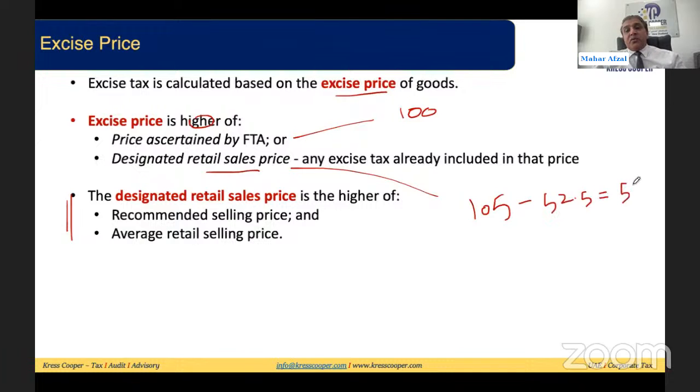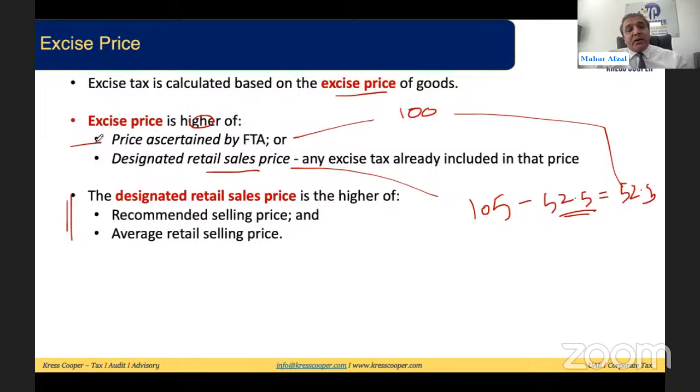Remaining will be 52.5. This 52.5 or 100, whichever is higher, will become your excise base. Excise duty will be applicable on the excise price. The rate might be different for different goods. Excise price is the higher of the price ascertained by the FTA or the designated retail selling price less the excise duty included in it. How will you calculate the designated retail selling price?